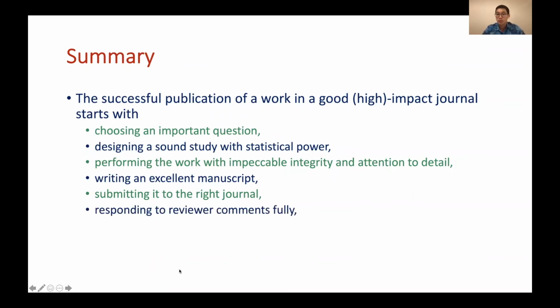And try to respond to reviewer comments fully after you get the feedback. And don't forget to have work-life balance. This is really important, to refresh your brain and then to refresh your mind.